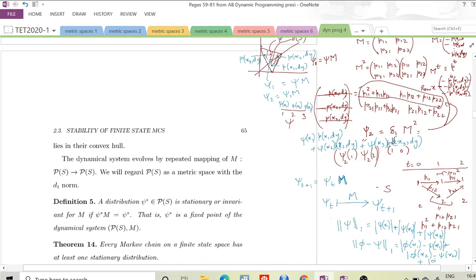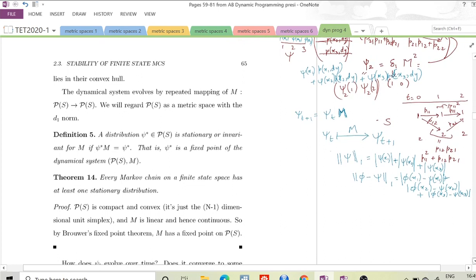So I'm taking this particular metric, and we are free to take any of the DP metrics because they lead essentially to the same topology. So the convergence is exactly the same in all these, right? Okay. So we will regard this simplex as a metric space with the D1 norm, right?